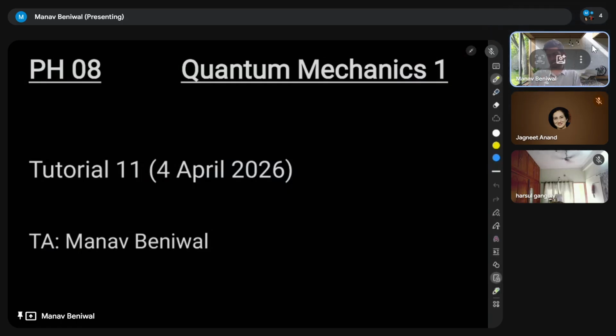I think I have the fourth edition. So let me show it. No, third edition, this one. Can you see it? It's Modern Quantum Mechanics, J.J. Sakurai, third edition.